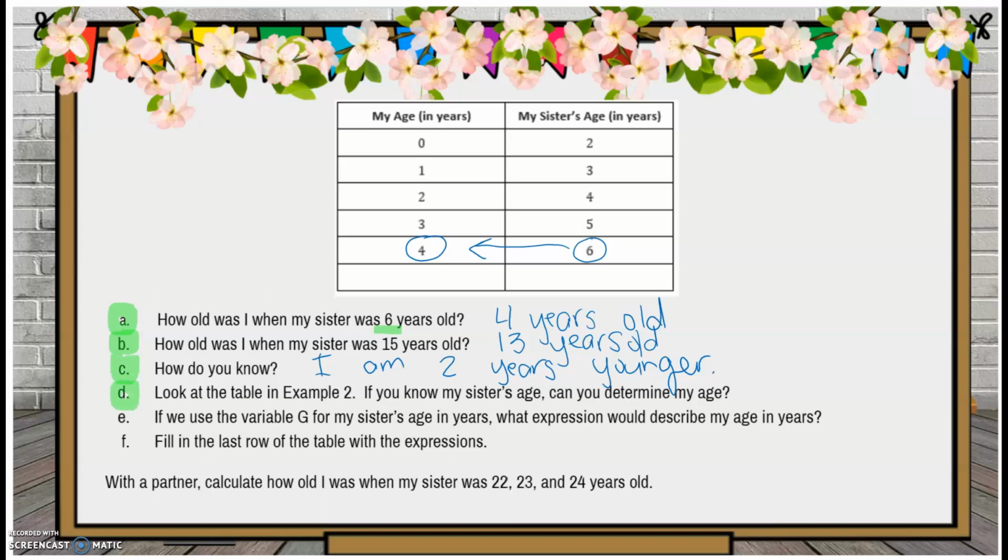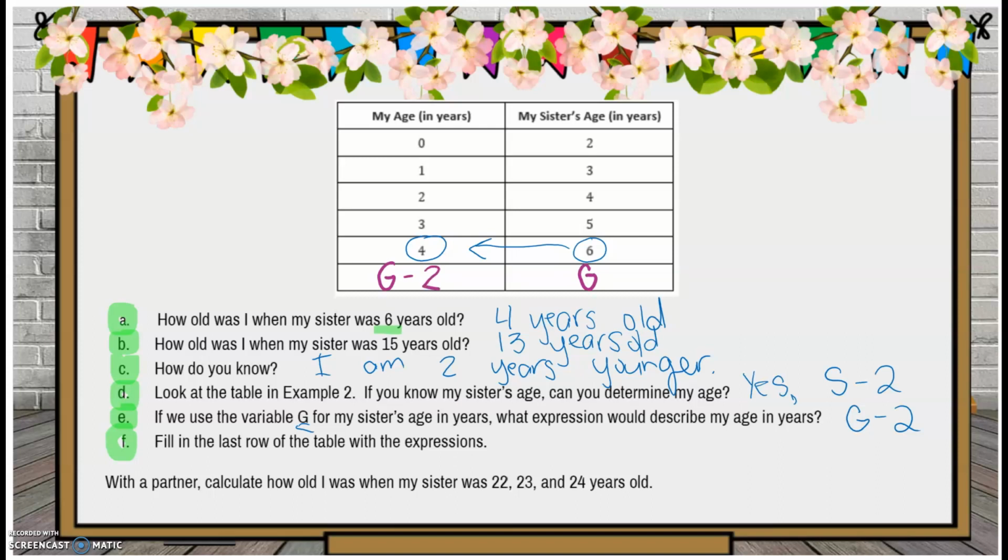Question D says, looking at the table, if I know my sister's age, can you determine my age? So I would say that is a hard yes, right? We're going to say yes. Sister's age minus 2 is equal to my age. So this time they're saying to use the letter G for my sister's age. What expression can I write? So instead of S minus 2, I'm going to write G minus 2. So that was the answer to E. And then F says to fill in the last row of the table with the expression. So when my sister is G years old, I am G minus 2, right?